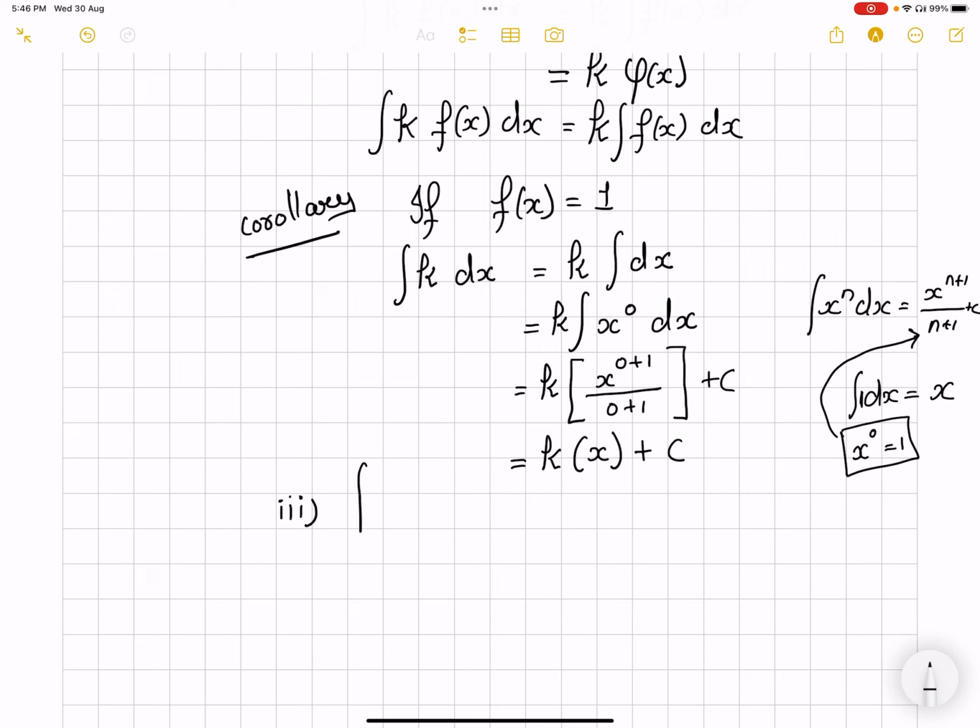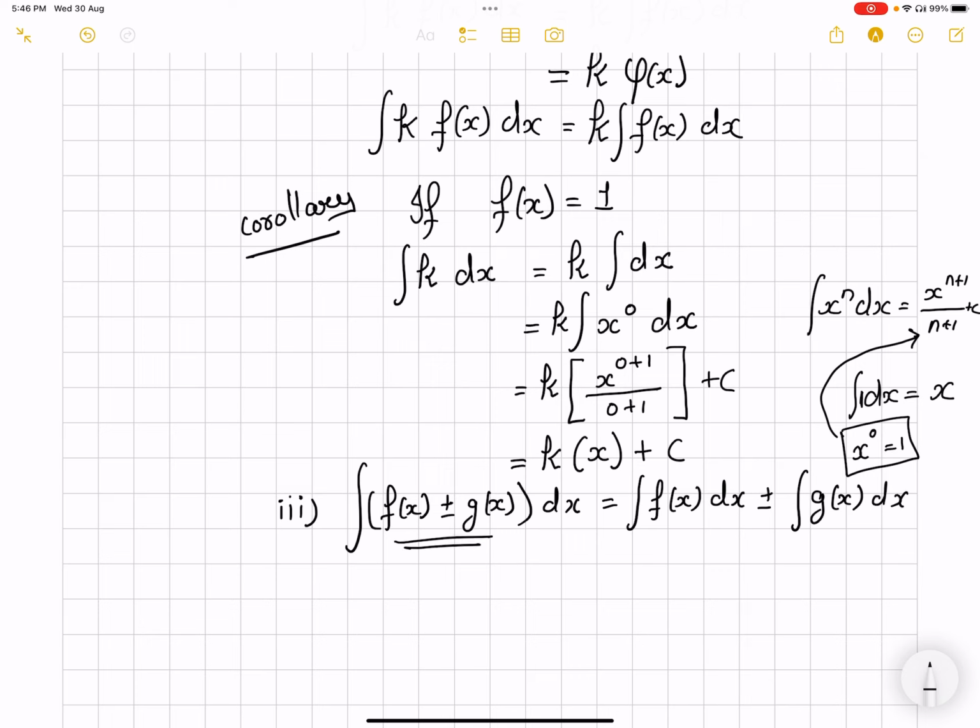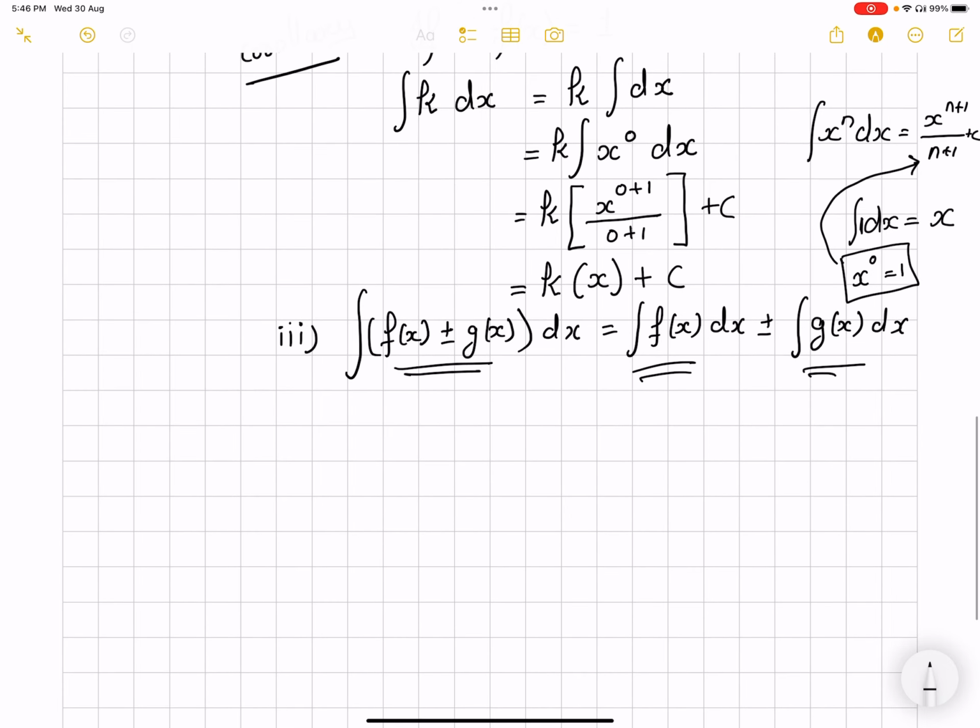Now let's move on with the third one, which says integral of f of x plus or minus g of x dx. Whenever you have it like this, you would be integrating separately for f of x dx, and then plus or minus g of x dx. When it is two terms together, as given like this, we would split them and then do the integration. That is what it means. And now let's do the proof of this one.